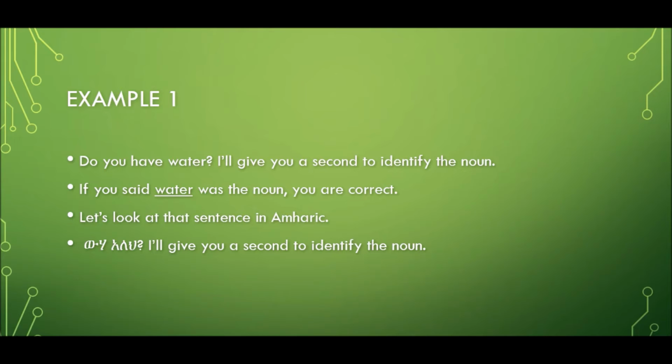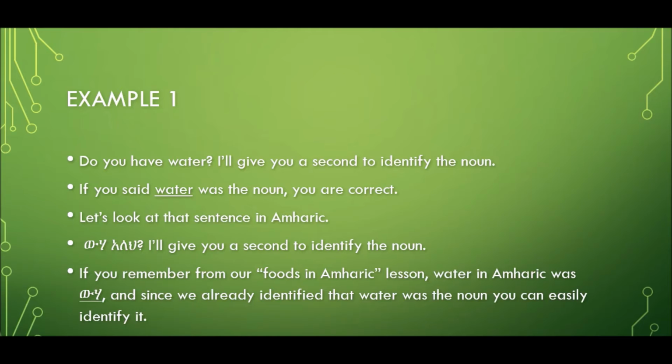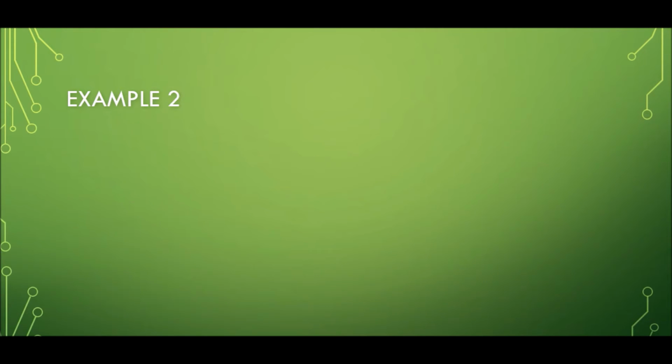So I'll give you a second to identify the noun from this. Okay, if you remember from our foods in Amharic lesson, water in Amharic was wuha. And since we already identified that water was the noun of the sentence in the English version, you can easily tell that wuha would be the noun as well in Amharic.